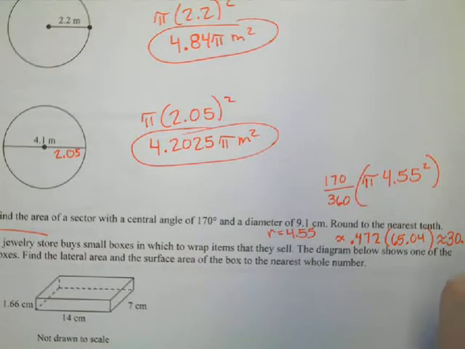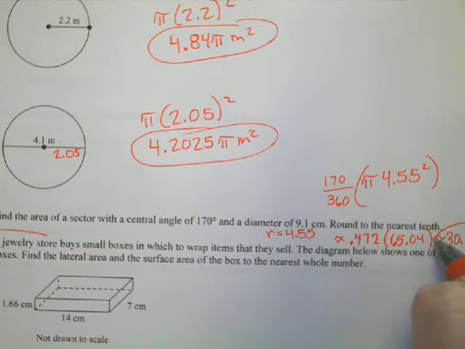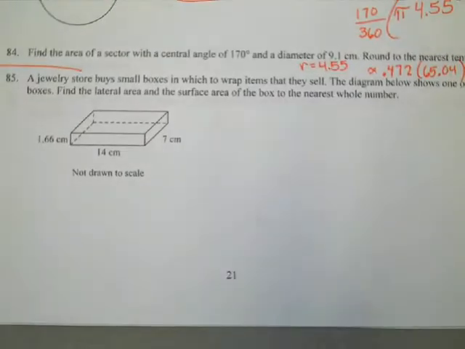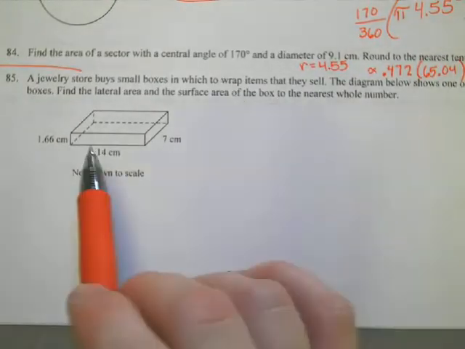Alright, so that ends Chapter 10. All we have is 10 problems in Chapter 11 and we're done. Chapter 11 was surface area and volume. So on 85, this gives you a box, a rectangular prism, and it wants the lateral area and surface area. The lateral area is just the sides, so no bases: the front and the back, and the left and the right.